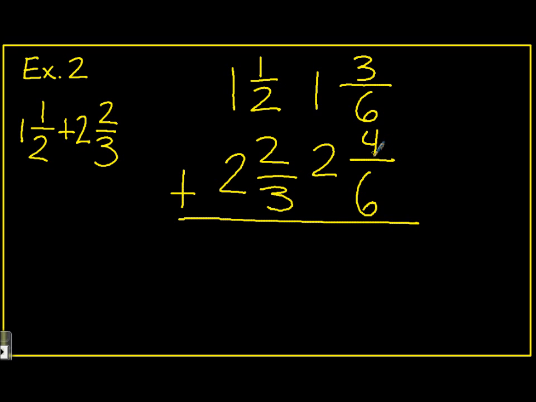You add them together, you end up with 7/6. And 1 plus 2 is 3. And we can see that it does need to be simplified further. 6 goes into 7 one time, making the outside a 4, 4 and 1/6.